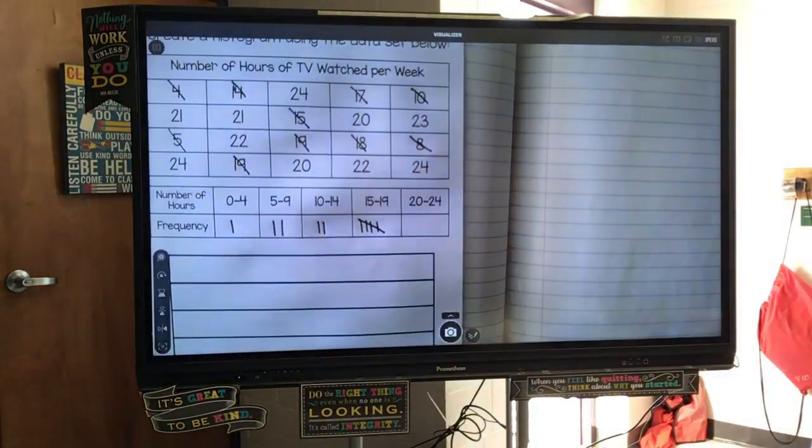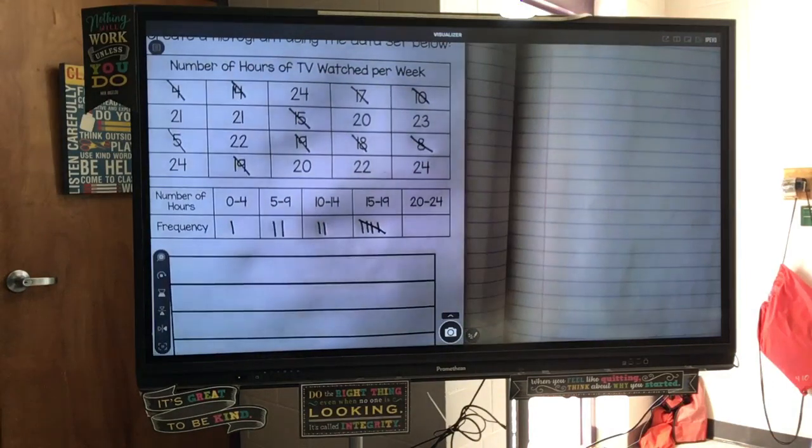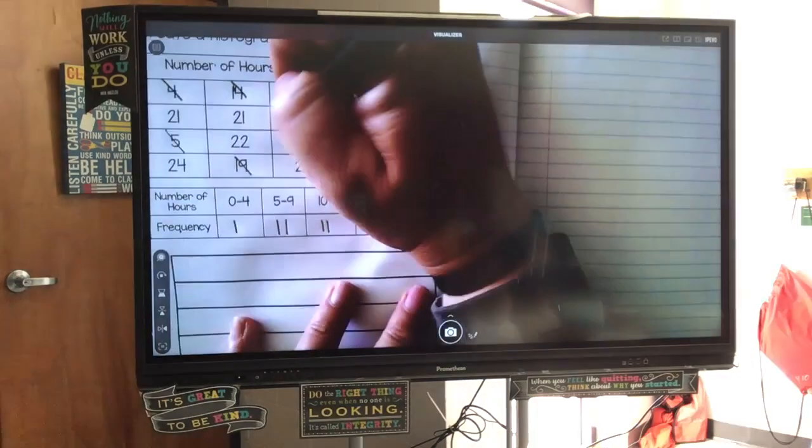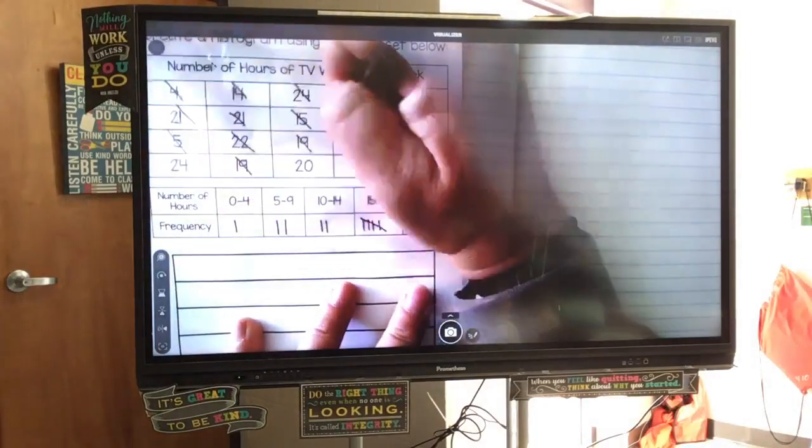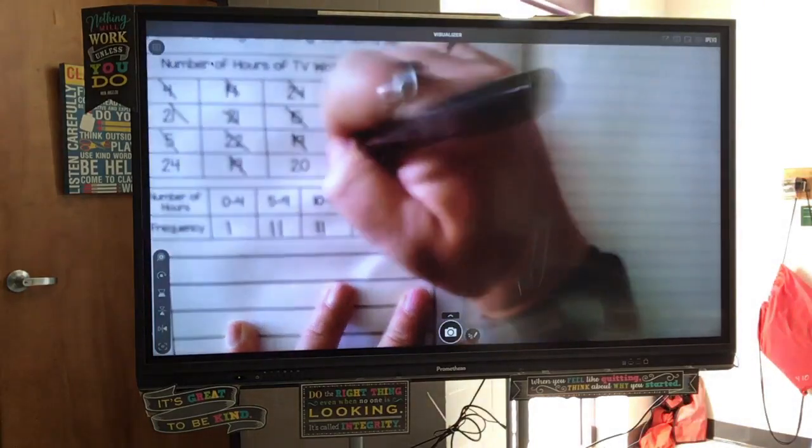All right, and then obviously the rest of the numbers, what are the rest of the numbers? They fall where? Between 20 and 24. All right, so we have 1, 2, 3, 4, 5, 6, 7, 8, 9, 10.